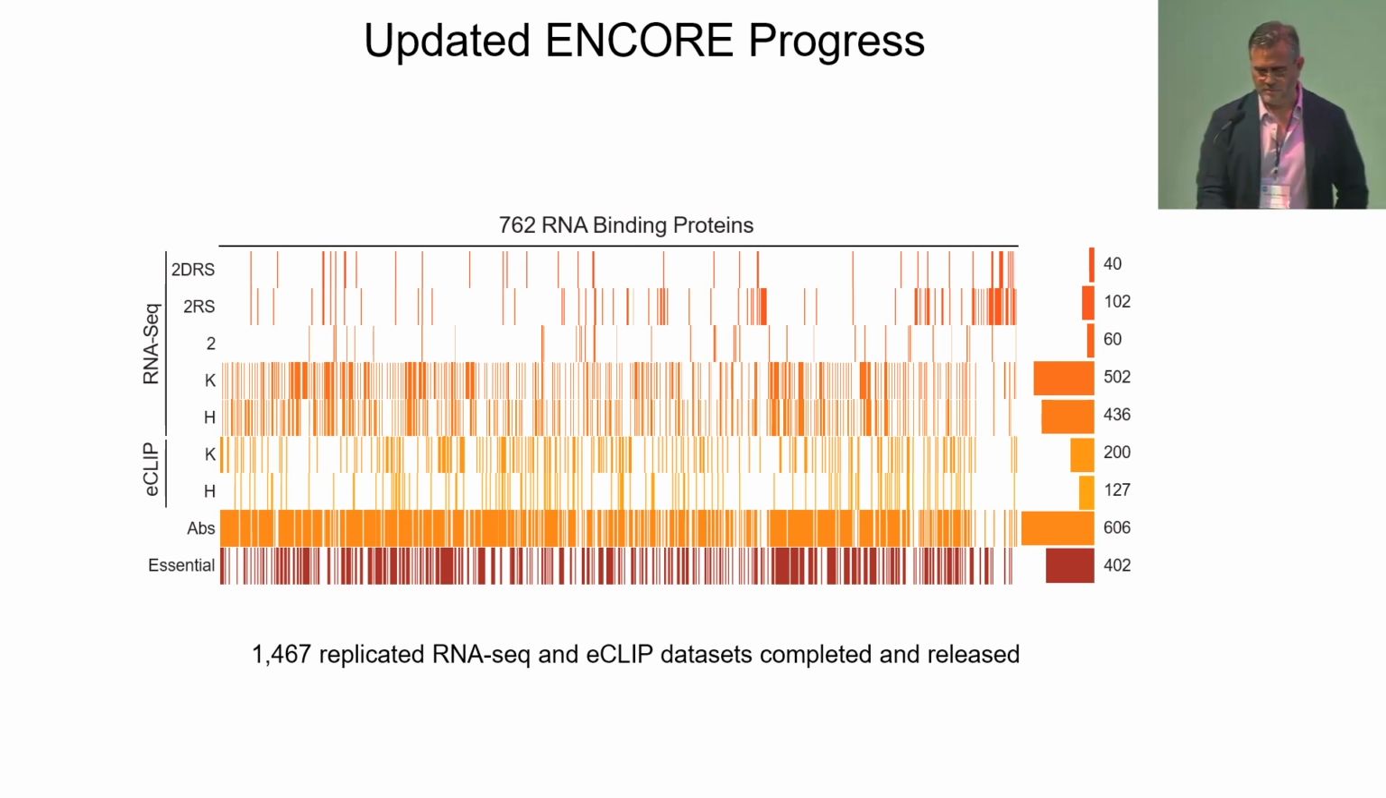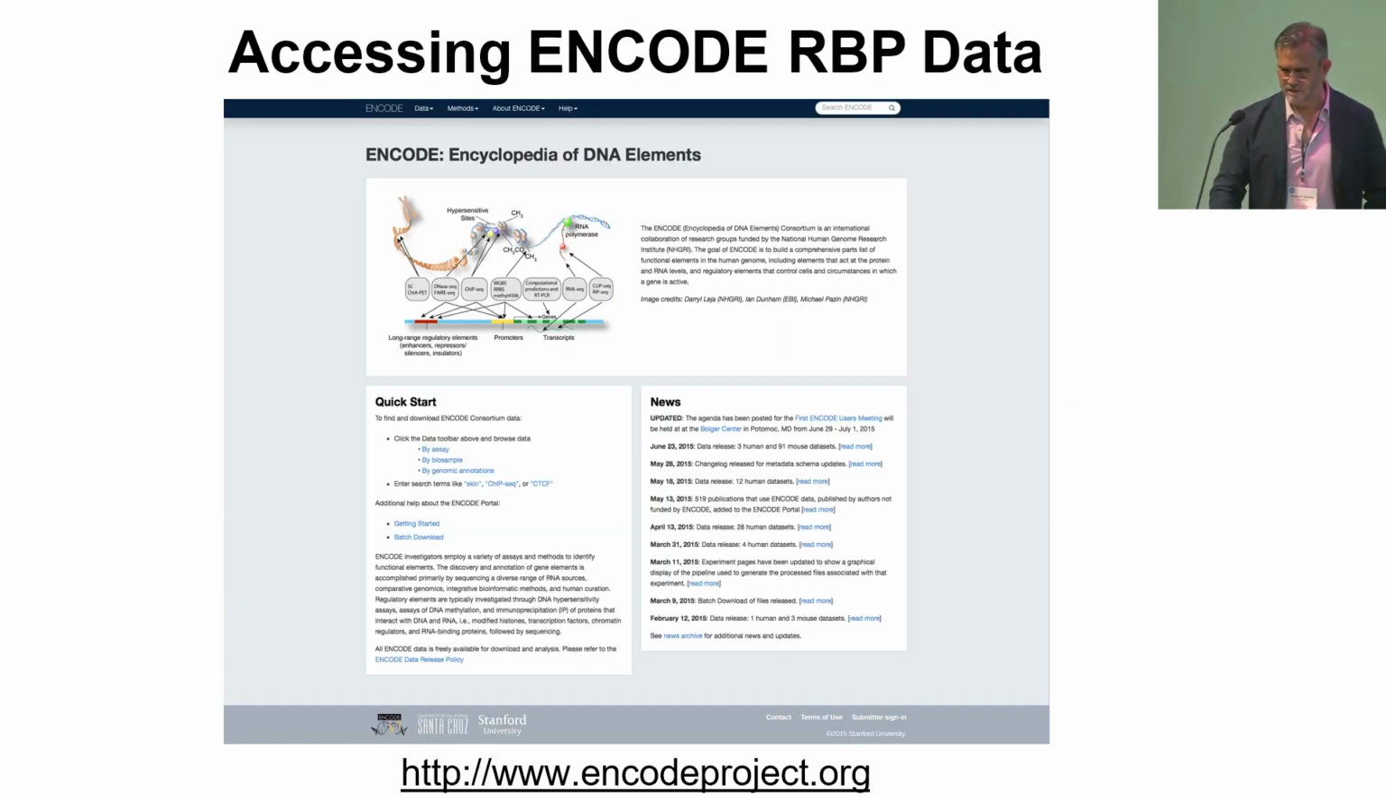And so this is just an update. So we now have over 1,500 replicated RNA-seq data sets that have been generated. And we have at least one data set for 762 RNA binding proteins. So we have still a way to go, but we're making progress. And then the last few slides are just showing how you can access this data.